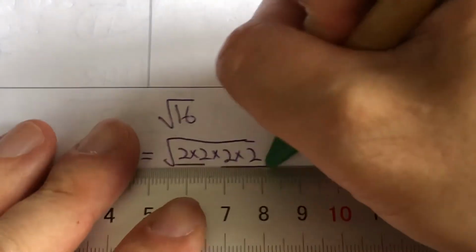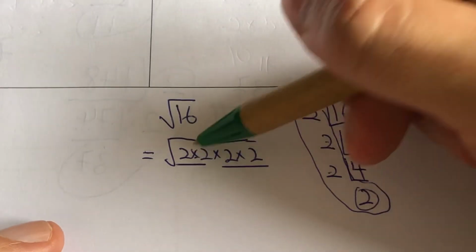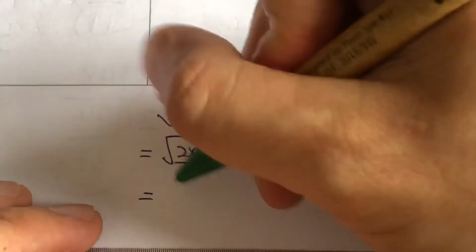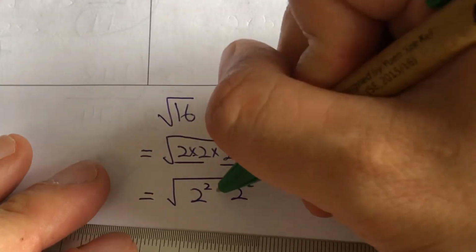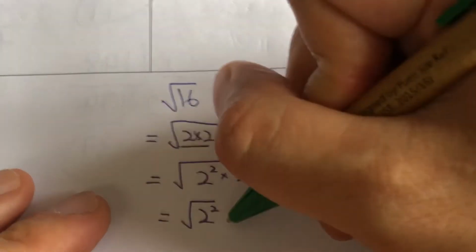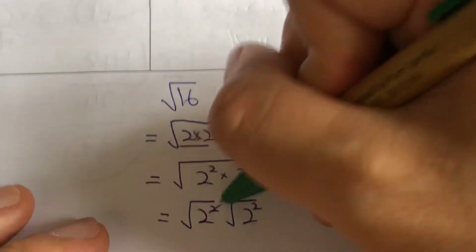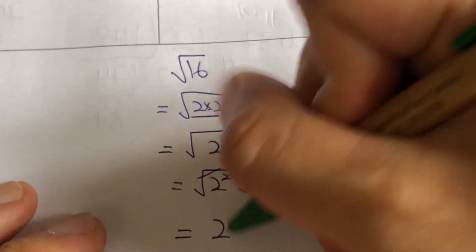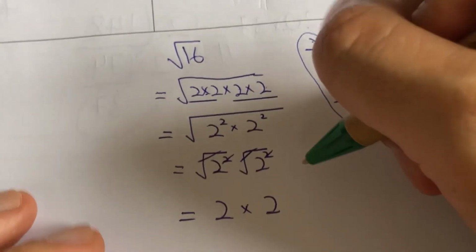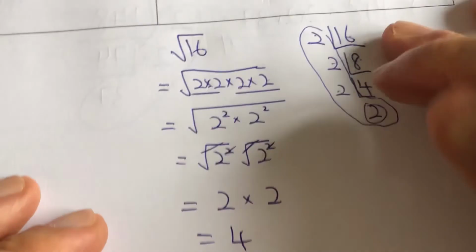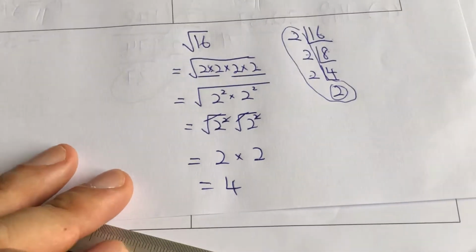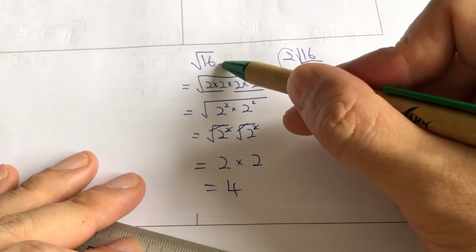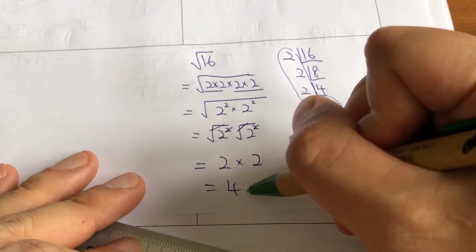2 of them are the same in one group. 2 of them are the same in one group. So that you have 2 squared and 2 squared. And then you separate them, 2 to the power of 2 square root, 2 to the power of 2 square root, so that we can cancel out all the square roots. The result is 2, and 2 in between is multiplication, so that we have 4, right? So it's very nice. Square root of 16, in fact, is equal to 4.